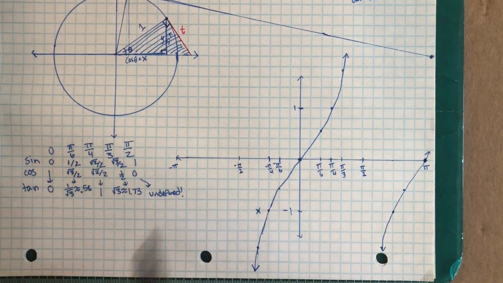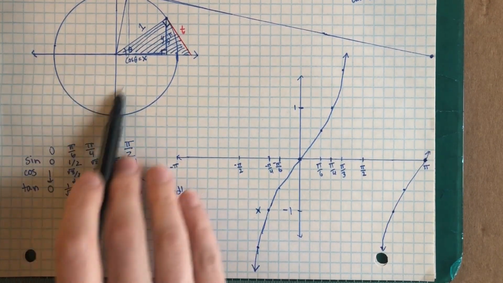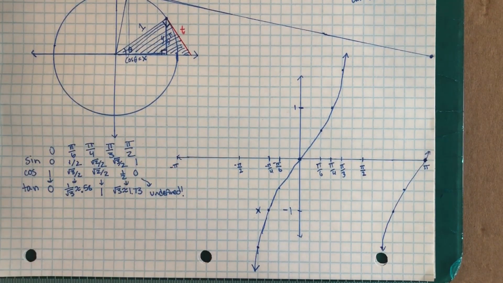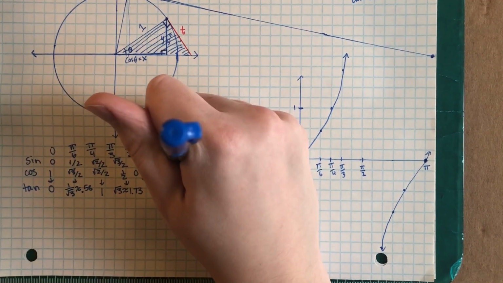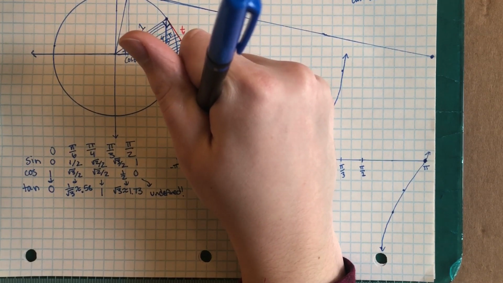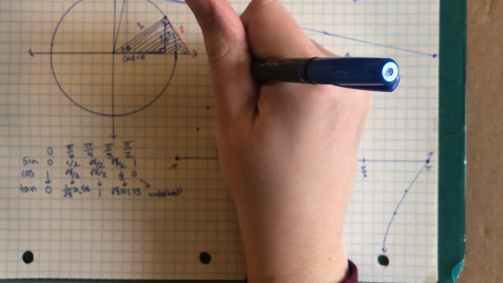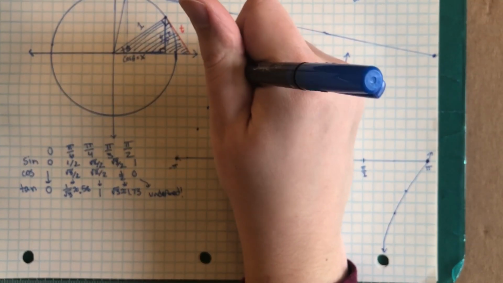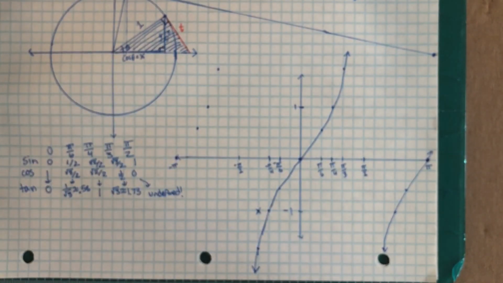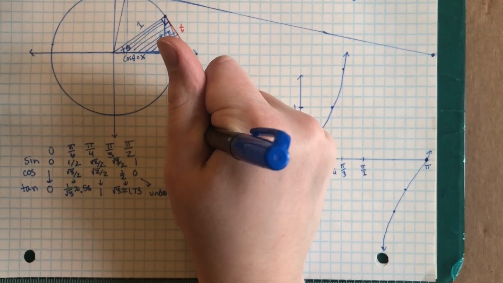And if we were to go over here, between negative pi and negative pi over 2, that's this quadrant, both the x and the y coordinates are negative, which means that when we divide them, we get a positive result. Here, here, here we go. Okay. Cool.